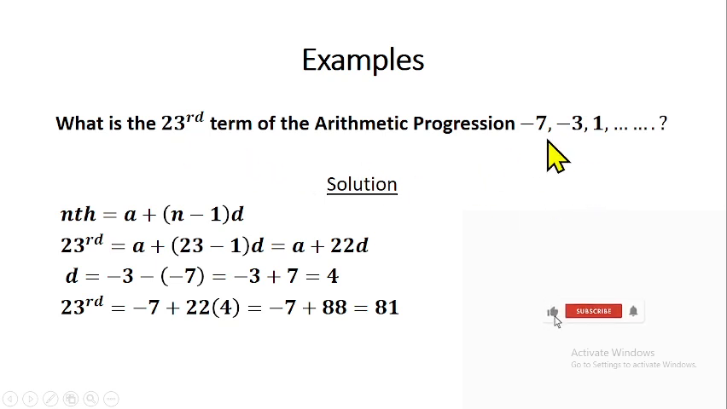So it's very simple. We know the first term. What is the first term? Minus 7, and we need to get the common difference. That will be minus 3 minus minus 7, or 1 minus minus 3. That will give us the common difference, because we have already been told that it is an arithmetic progression. If we were not told, we would need to verify whether it is an arithmetic progression or not. But you have been told, so you can get the common difference. Like I wrote here, we have to find the 23rd term.